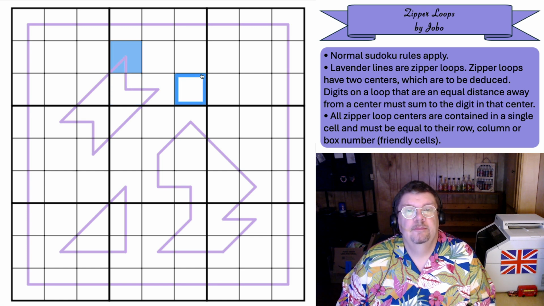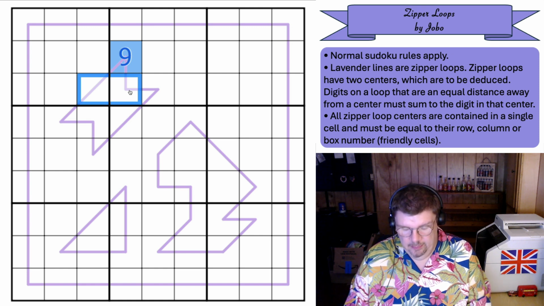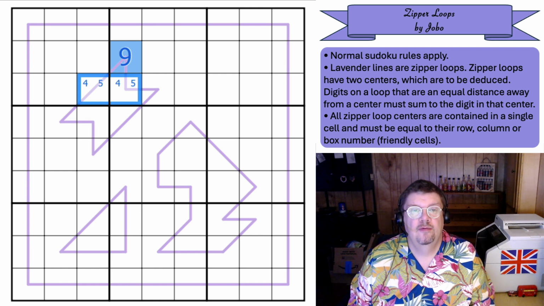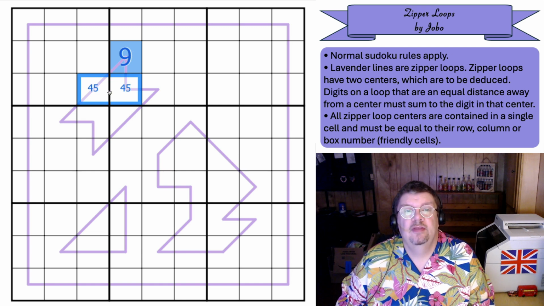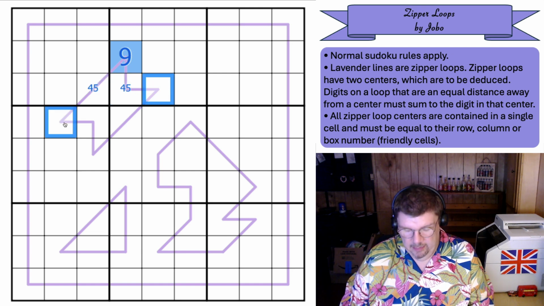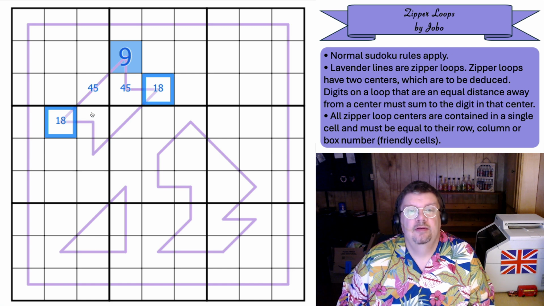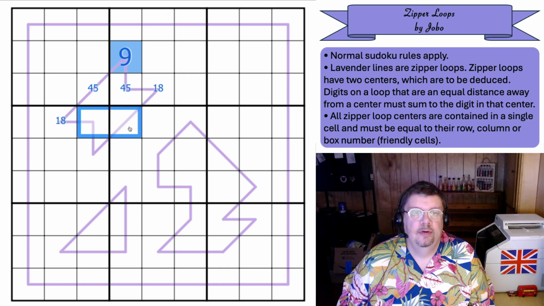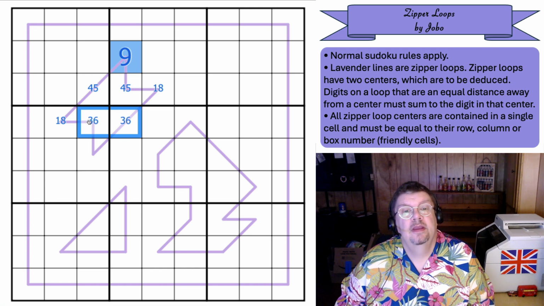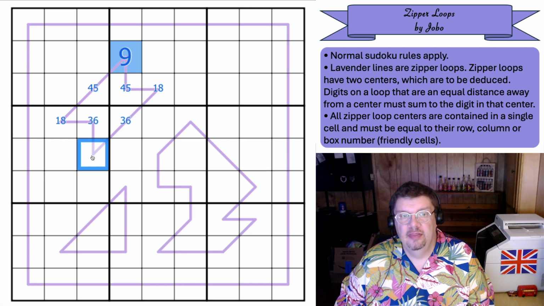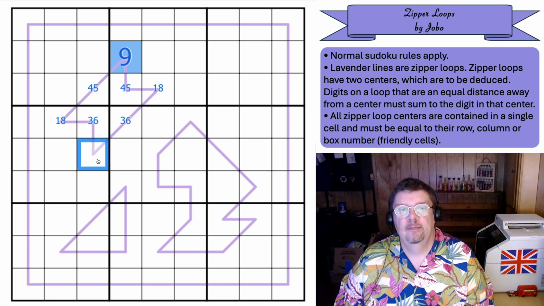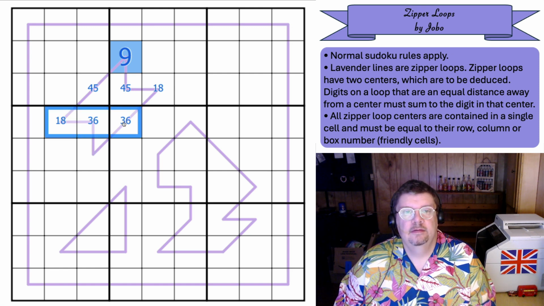Let us mark that. Now, whatever this digit is, let's say it were a 9, then these two cells could be 4 and 5 between them, because they would then add up to 9. These could then be 1 and 8, and so on. In fact, we could put 3 and 6 here, and then this digit would be the other center because this is a loop. So we're going to have the same digit on both centers of our zipper loop.